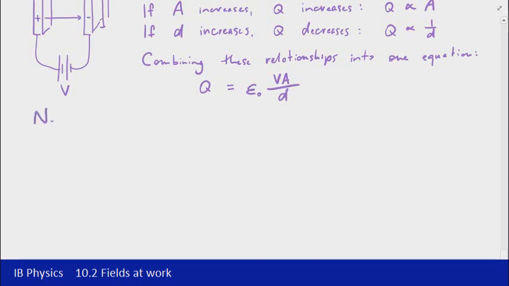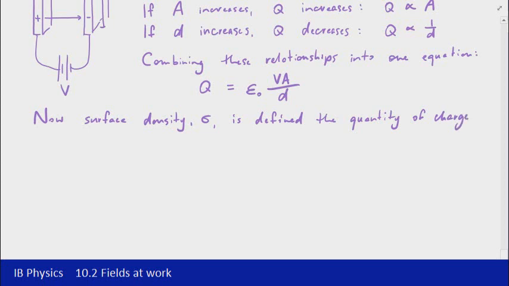Now, coming back to that idea of surface charge density. Surface charge density is one of those properties that is useful to be aware of under certain circumstances. The symbol that we use for surface charge density is a lowercase sigma. That's defined, as the term suggests, as the quantity of charge per unit area on the plates.